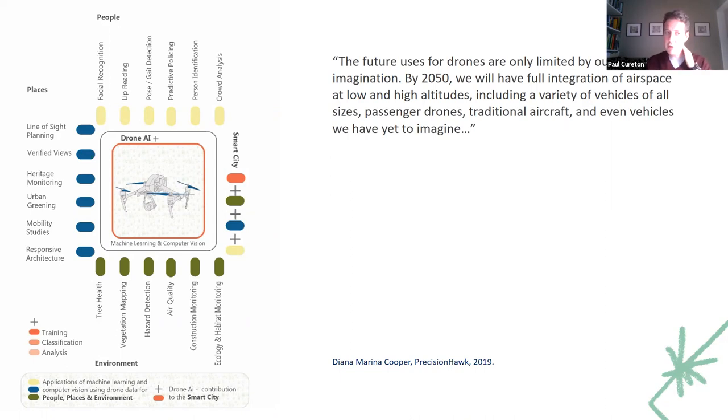We can also do loads of stuff with AI and computer vision machine learning. It's a camera in the air, or it's a different type of payload. So it could be a LiDAR scanner, it could be another sensor, but generally we're talking about cameras. So facial recognition, lip reading, crowd counting, looking at gait detection, policing even, person identification, etc.